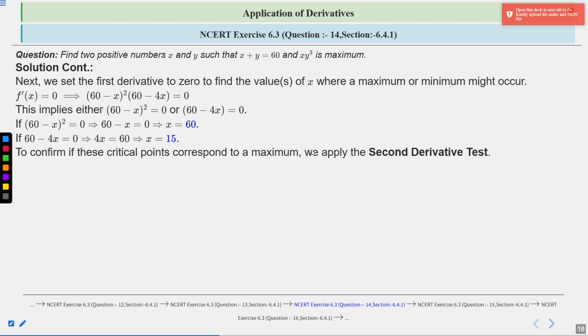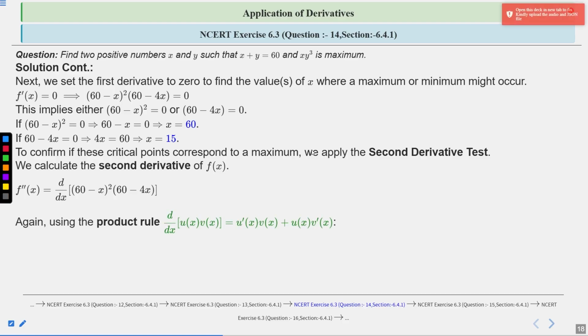To confirm if these critical points correspond to a maximum, we apply the second derivative test. Now we calculate the second derivative of f(x). f double dash x will be equal to d upon dx of (60 minus x) whole square into (60 minus 4x), right?